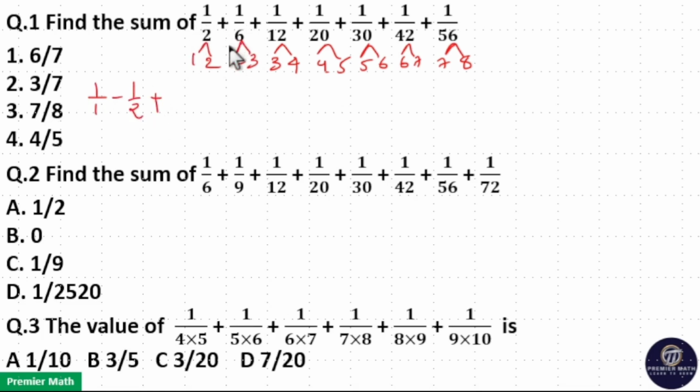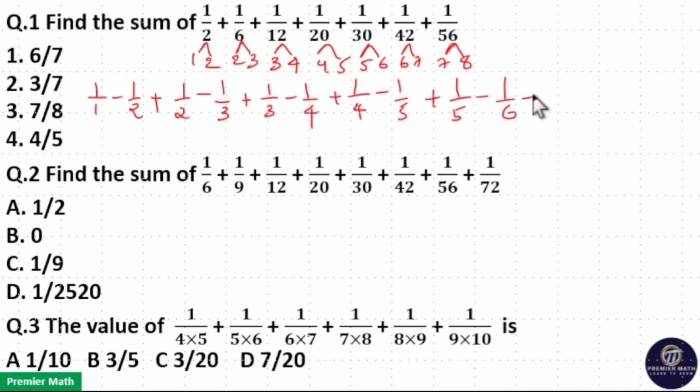Same way, 1 by 6, I can write it as 1 by 2 minus 1 by 3. That is 3 minus 2 is 1 in the numerator and 2 into 3, 6 in the denominator. Same way, 1 by 12 is 1 by 3 minus 1 by 4 and 1 by 20 is 1 by 4 minus 1 by 5. 1 by 30 is 1 by 5 minus 1 by 6. 1 by 42 is 1 by 6 minus 1 by 7. And 1 by 56 is 1 by 7 minus 1 by 8.